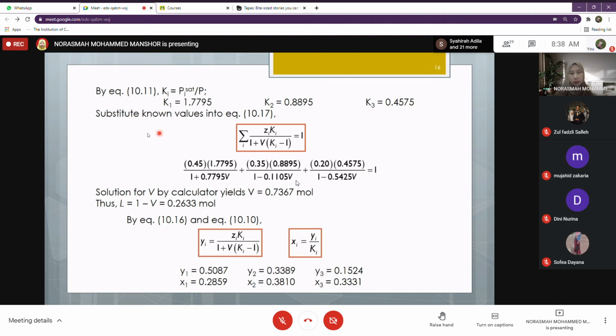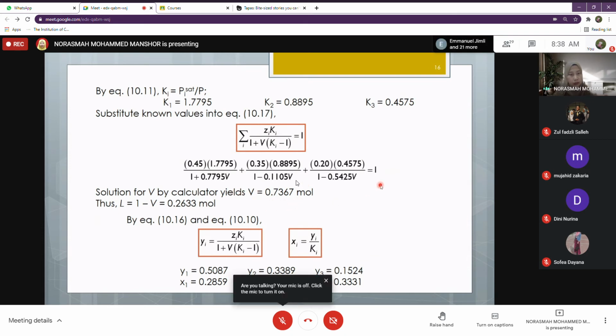And then you substitute the value of Ki and the zi into equation 10.17. You need to solve this equation: summation zi Ki over 1 plus V times Ki minus 1 equal to 1. Substitute each value for each species into this equation, and by using calculator, you can get the V.